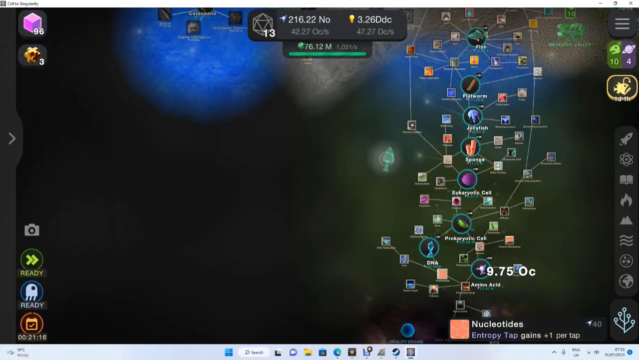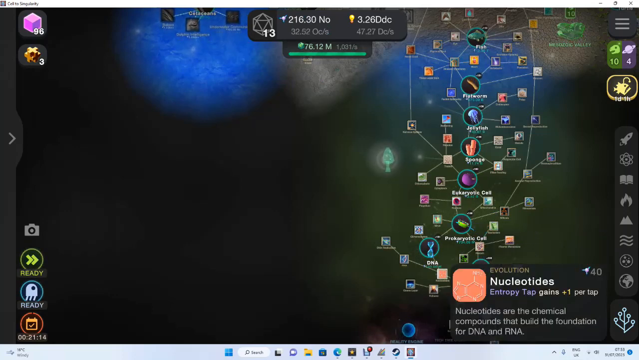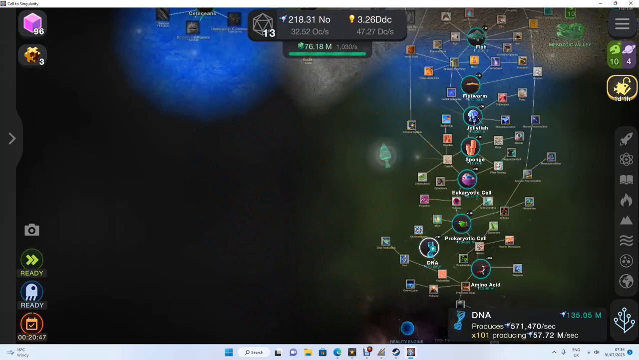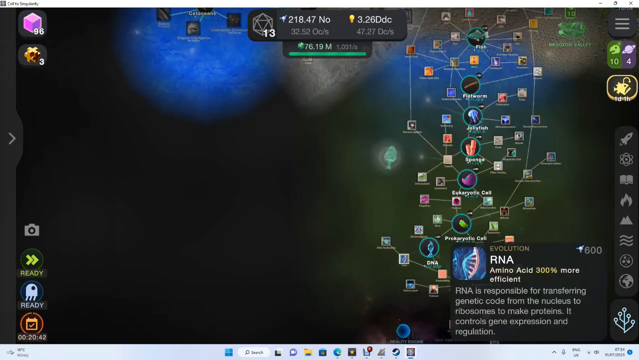Nucleotides. Nucleotides are the chemical compounds that build the foundation for DNA and RNA. Well, I can see that, yeah. A molecule with the unique property of self-replication. DNA's infinite configurations. The foundation of all evolutionary changes, it contains the genetic instruction for all life on Earth. Infinite, huh? So that's even more chance thrown in the mix.